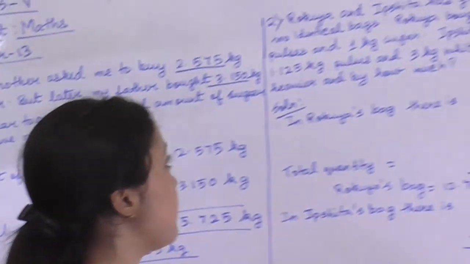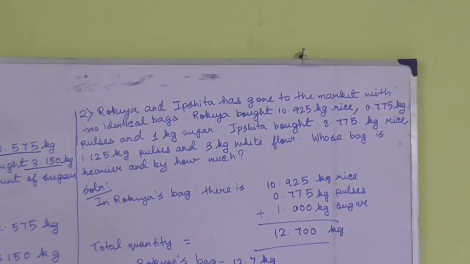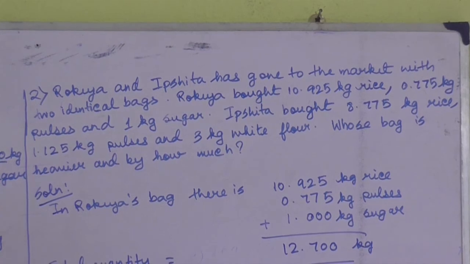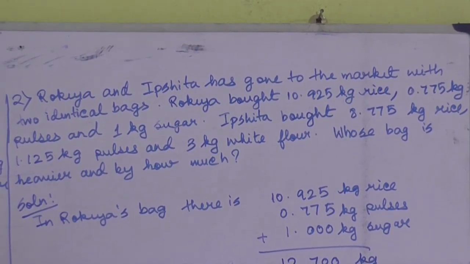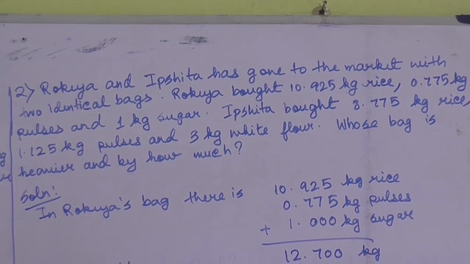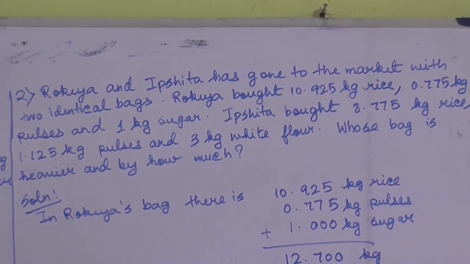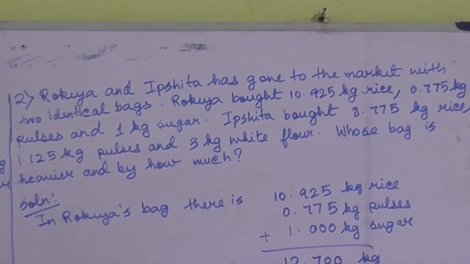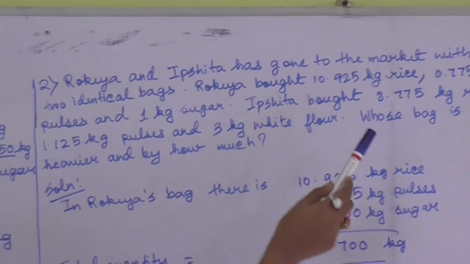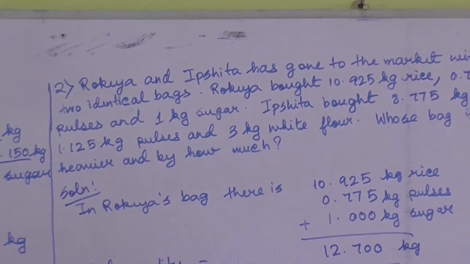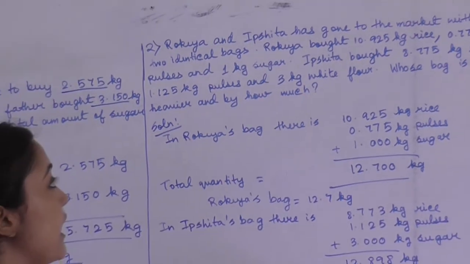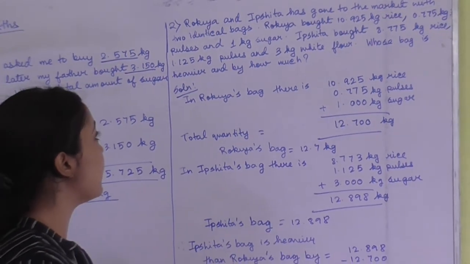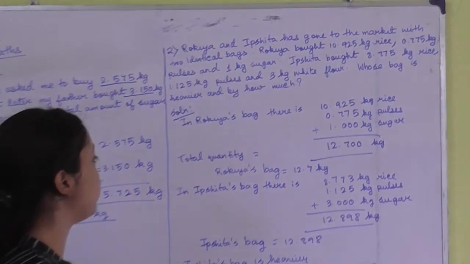Next, another problem has been given. Rokeya and Ipshita have gone to the market with 2 identical bags, that is the bags are of the same size. Rokeya bought 10.925 kg rice, 0.775 kg of pulses and 1 kg of sugar, and Ipshita bought 8.775 kg rice, 1.125 kg pulses and 3 kg white flour. So whose bag is heavier and by how much?